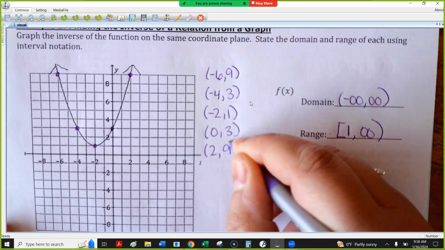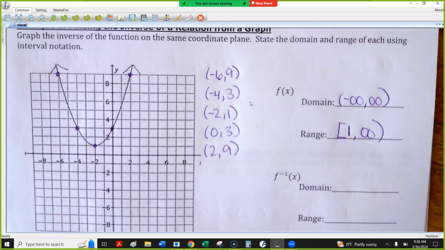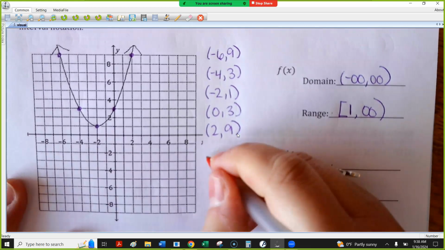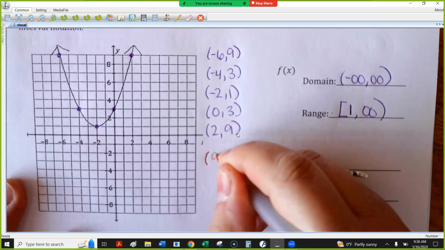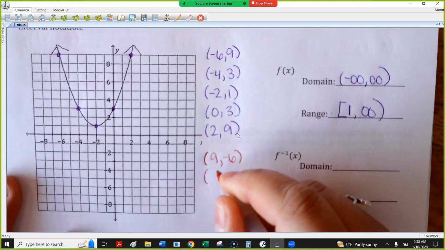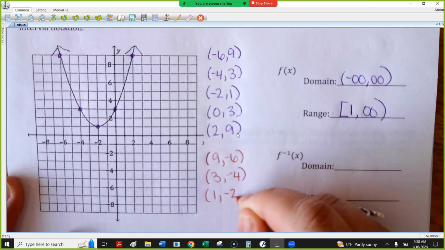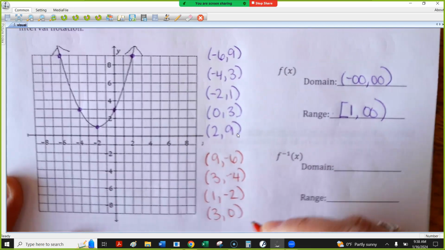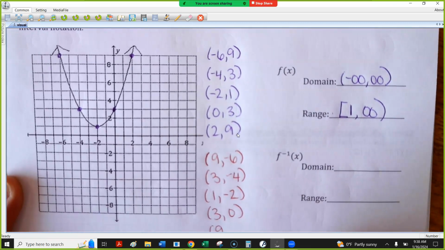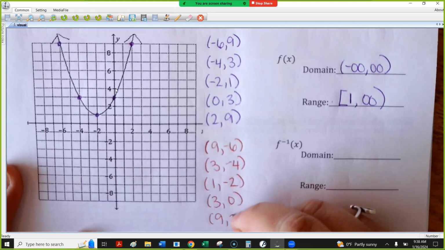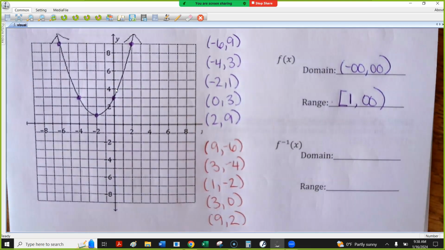Now, like I said, you don't have to write those down, but it might make it a little bit easier to work with. To find the inverse and try to graph it, I'm literally just going to switch those points like I did in the table. So that first point I wrote down would become 9, -6. That second point would be 3, -4, 1, -2, 3, 0. I'm going to have to scooch this up just a teeny bit. 9, 2. So you guys go ahead, take a second and plot those points on the graph.